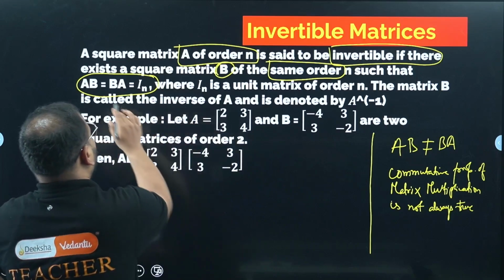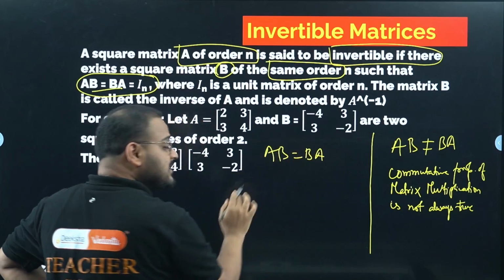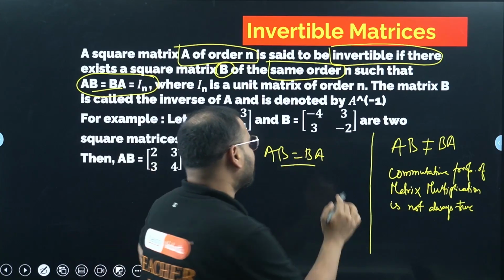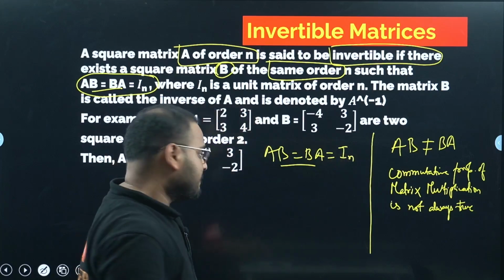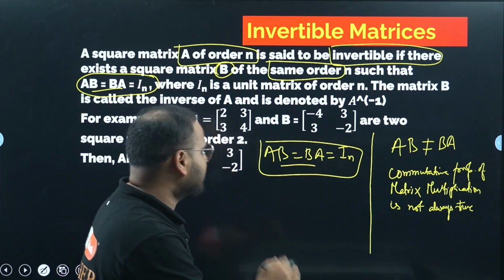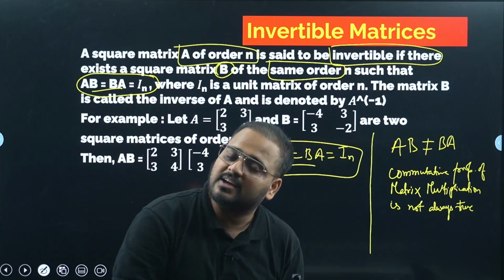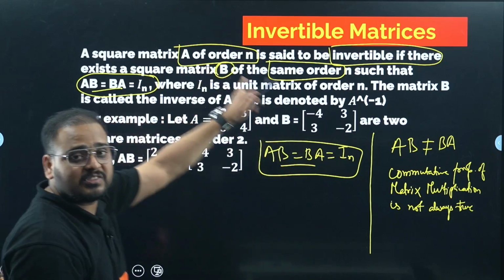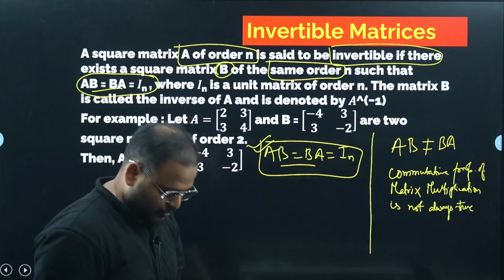But here what I'm saying is that AB is actually equal to BA. This is the exception condition, where AB and BA are equal, provided that their product is also equal to the identity matrix of the same order. So the first statement: a square matrix A will be called invertible only if there exists a matrix B of the same order such that AB equals BA equals I_n.